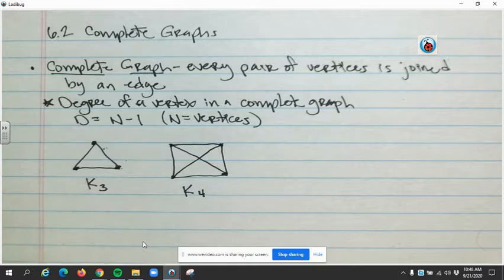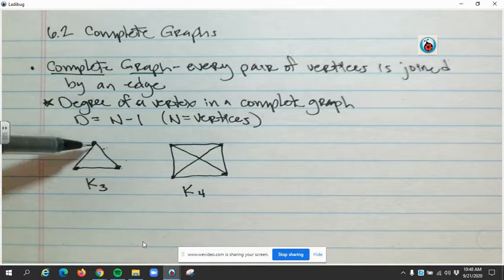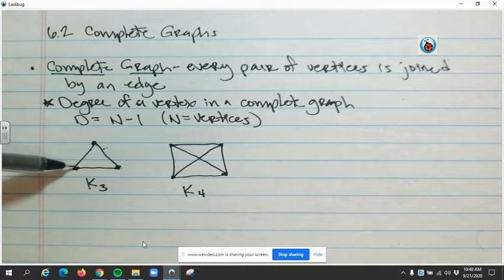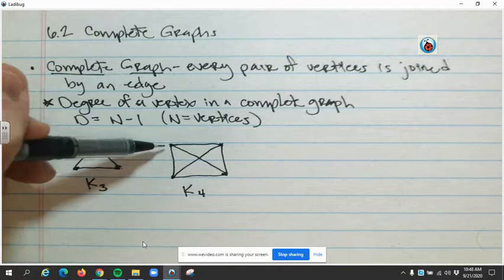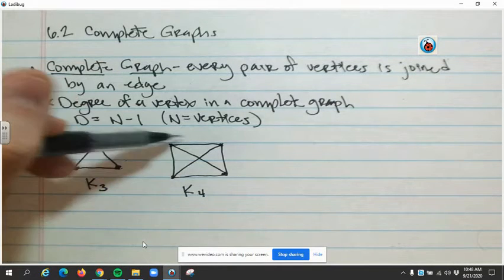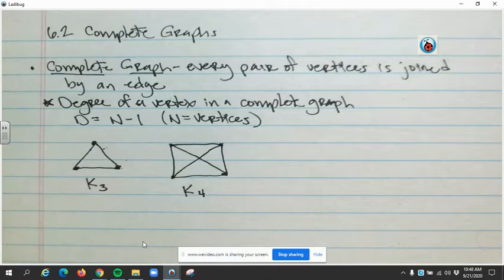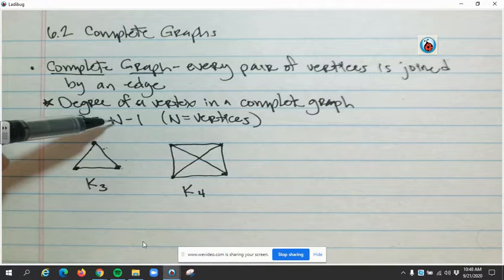Notice how the degree of every single vertex is 1 less than the number of vertices we have. For example, we have 1, 2, 3 vertices. The degree here for each of these vertices is 2. We have 4 vertices. This is not a vertex in the middle. 4 vertices. The degree of each is 3. It's always 1 less. Vertices minus 1.